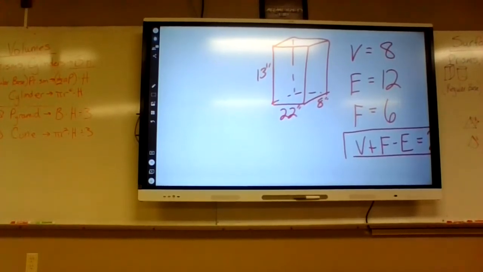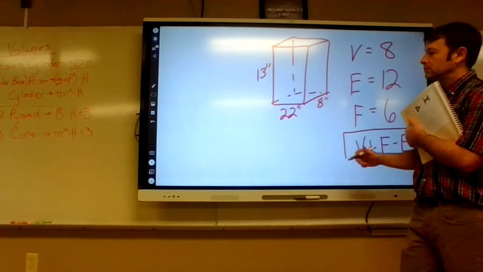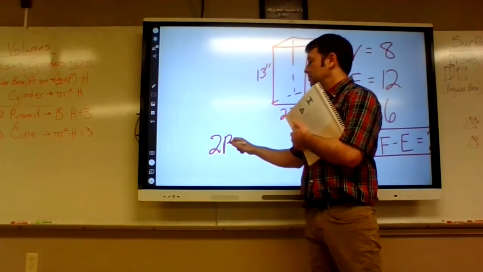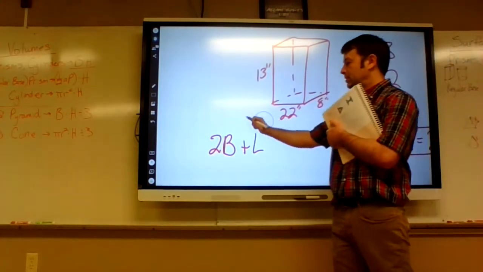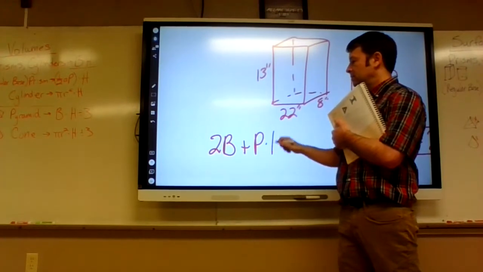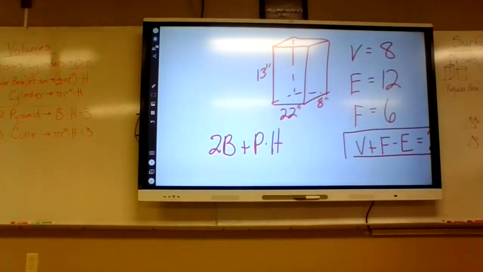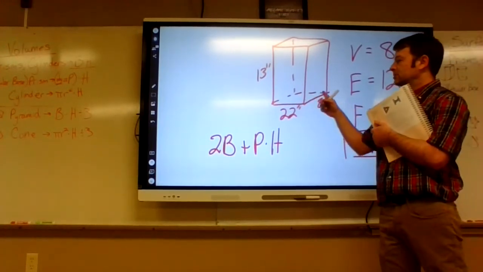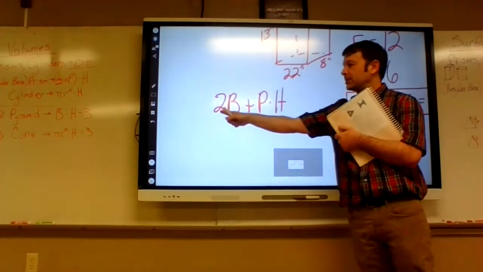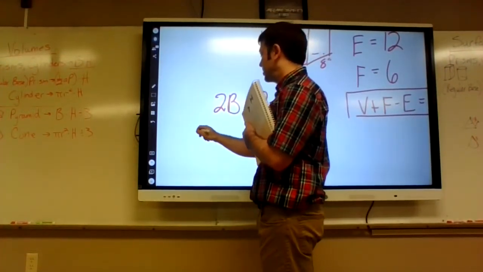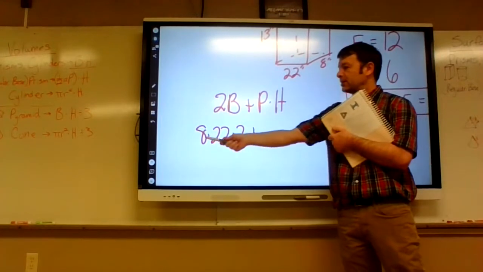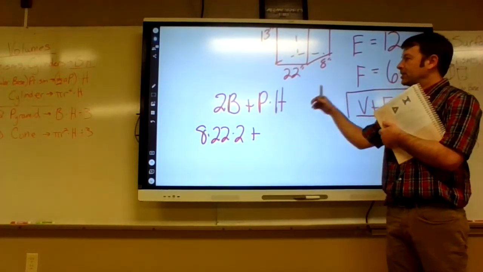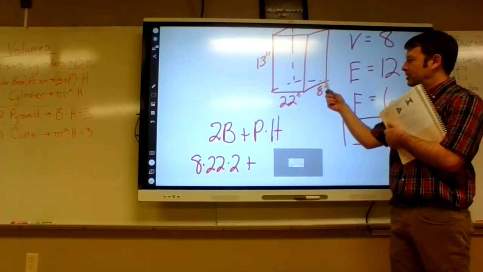We're finding surface area. How do I find surface area? Two base areas plus the lateral surface area. How do I find lateral surface area? Perimeter times height. So, how do I find the area of a base on this one? 8 times 22. But there's 2 of them, so that's where the 2 times comes in. So 8 times 22 times 2. That's the 2 base areas right there. How do I find lateral surface area? Perimeter times height.